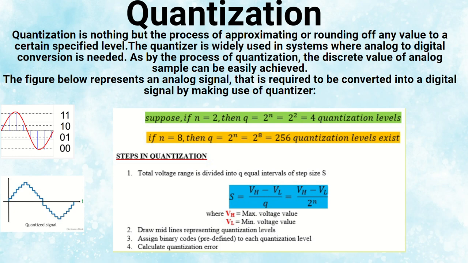And here are the steps of the quantization process. First calculate the step size s, here you can see, and then draw the midlines representing the quantized levels, and then finally assign the binary codes to each quantization level. So here we can see the quantization process introduces a certain amount of error or distortion. Move to the next slide.